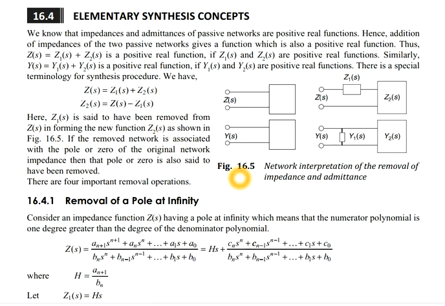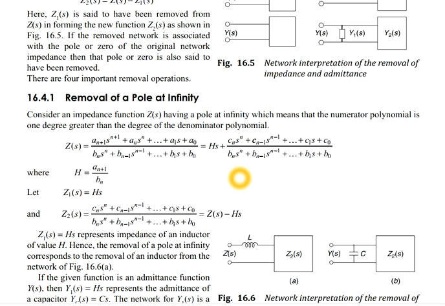Okay, so now we will see what is meant by removal of pole at infinity. First of all, what is meant by pole at infinity? Any function is said to have a pole at infinity when its numerator degree is greater than the degree of the denominator by 1. So that is what is given here. We will consider an impedance function Z of s having a pole at infinity, which means that the numerator polynomial is 1 degree greater than the degree of the denominator polynomial.